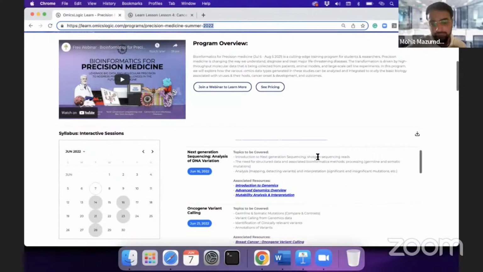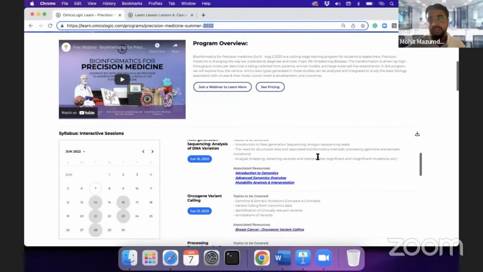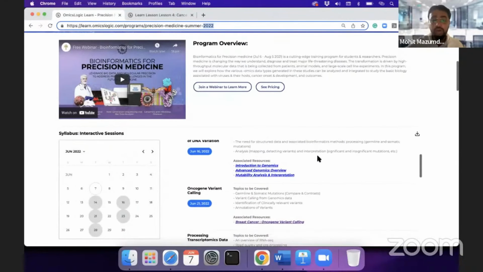The next session, which would be on 16th of June, we will be discussing the next generation sequencing method and application of genomics, where we will be learning from the very beginner level. We have materials put together on genomics. There is a course 3 on Learn OmicsLogic that describes genomics from a DNA point, from a beginner level, where you're learning about DNA and its structure, to the big data, and how you interpret and map variants, how you detect and find those small changes, which is equivalent to finding a needle in a haystack.